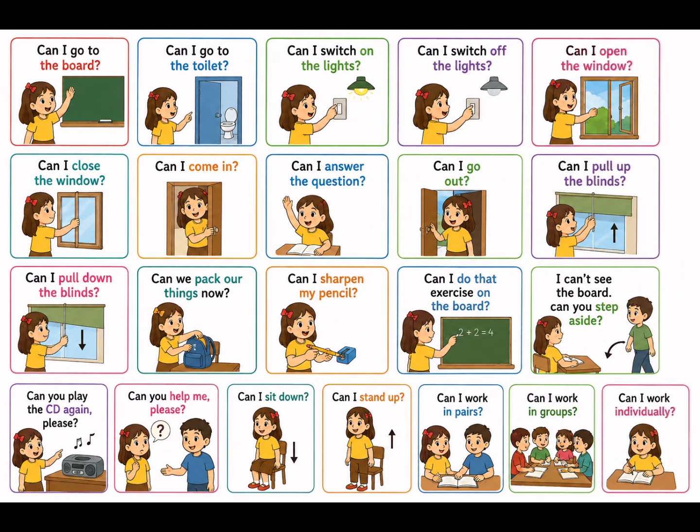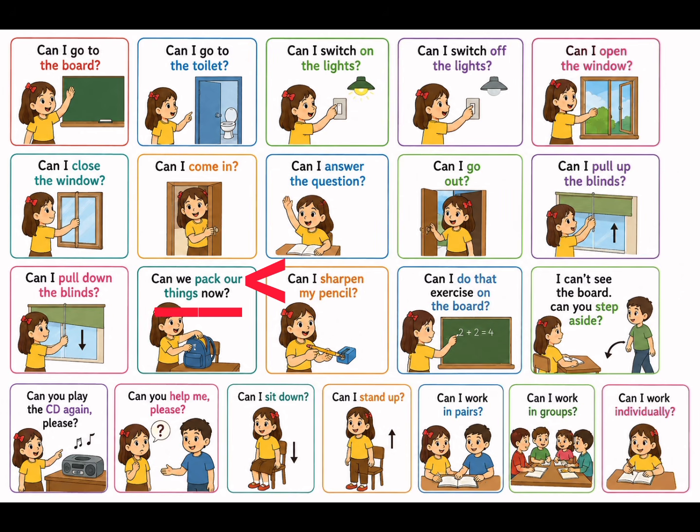Now, let's learn some polite questions that students use in the classroom to ask for permission. Listen carefully and repeat after me. Can I go to the board? Can I go to the toilet? Can I switch on the lights? Can I switch off the lights? Can I open the window? Can I close the window? Can I come in? Can I answer the question? Can I go out? Can I pull up the blinds? Can I pull down the blinds?